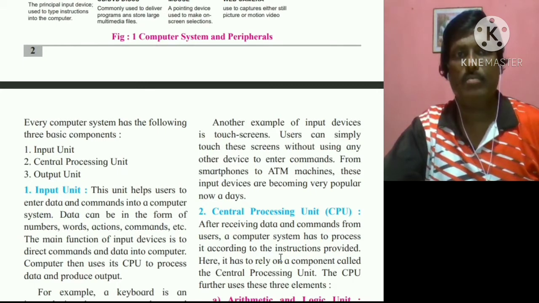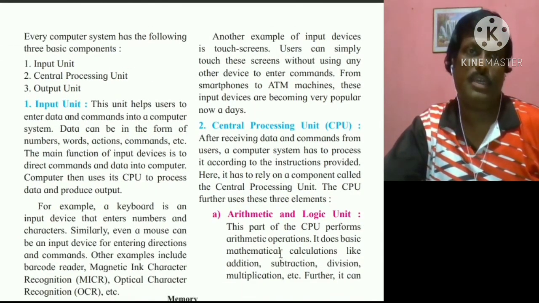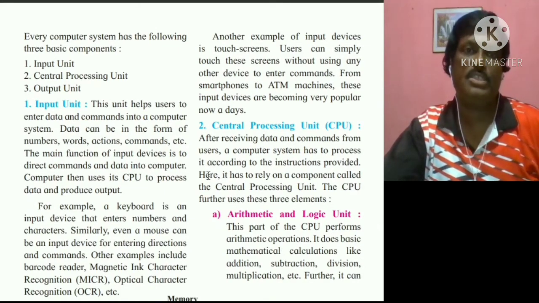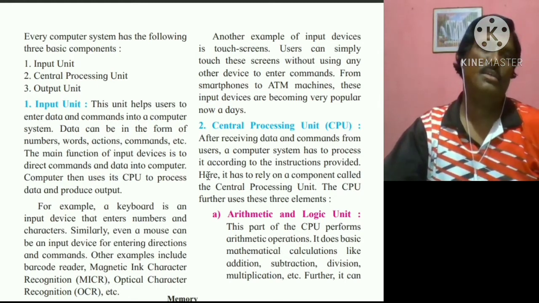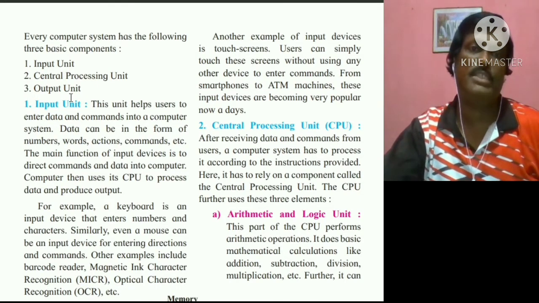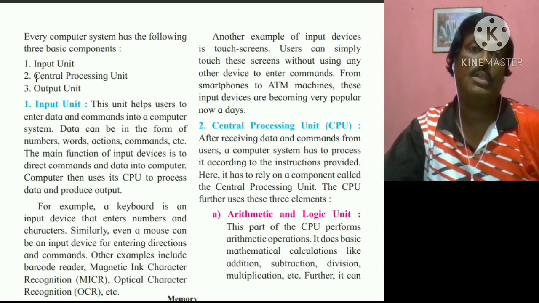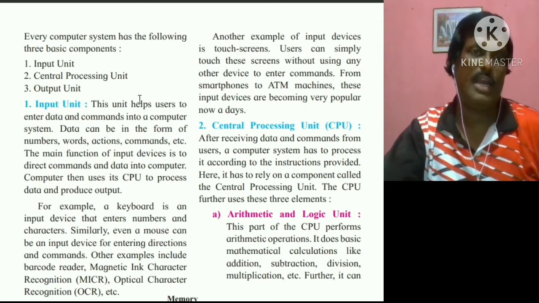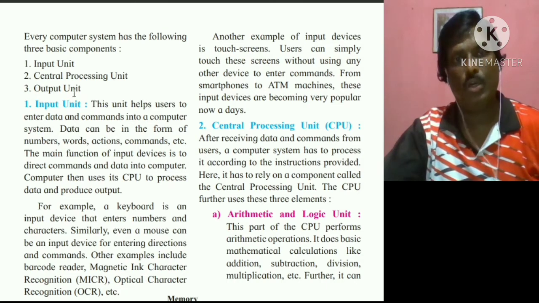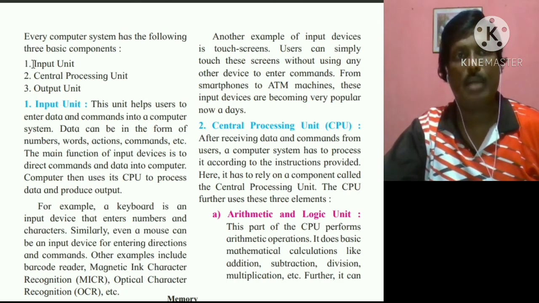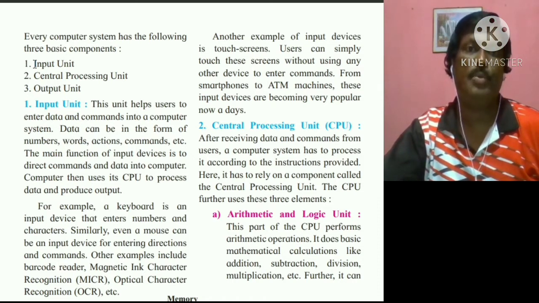computer system and its basic components. Here we know that every computer system has the following three basic components: 1. Input unit, 2. Central processing unit and 3. Output unit. Okay. These are the three basic components of every computer system.